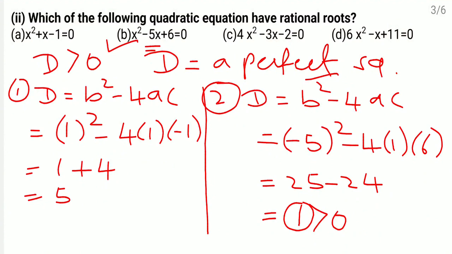Have you understood? I said D should be greater than 0 and D should be a perfect square. 1 is a perfect square and it is greater than 0 also. Therefore, option B is the correct one. No need to check the other options.